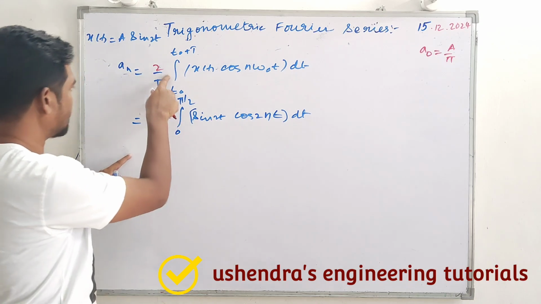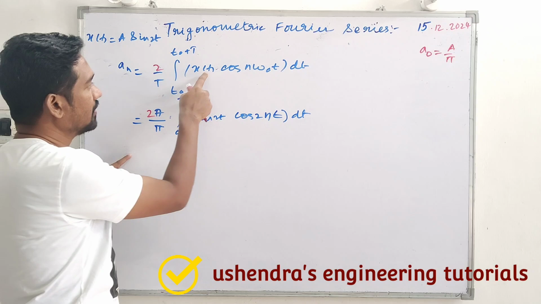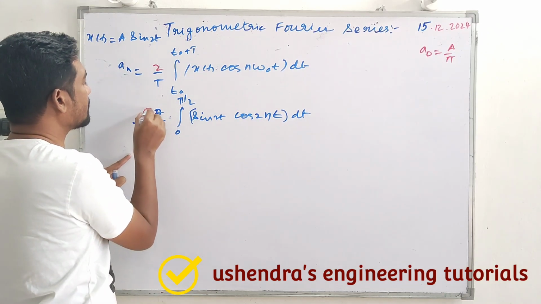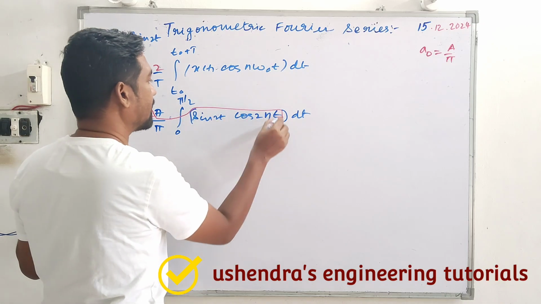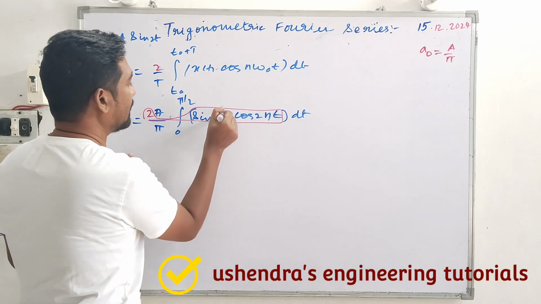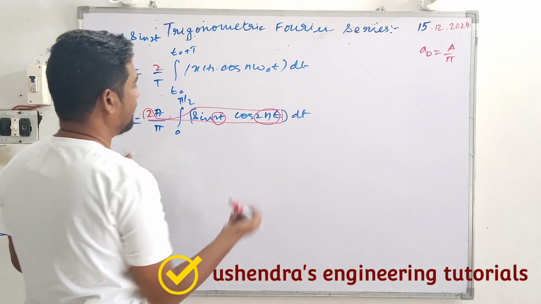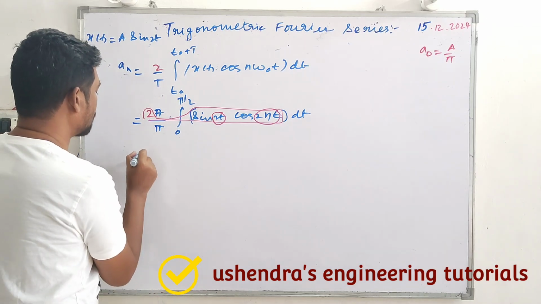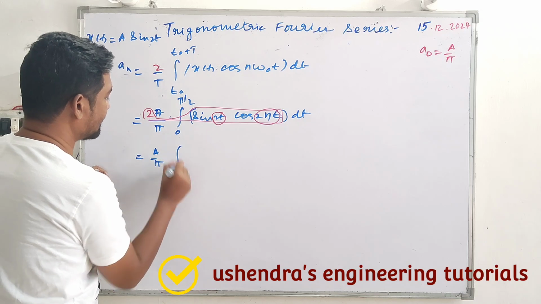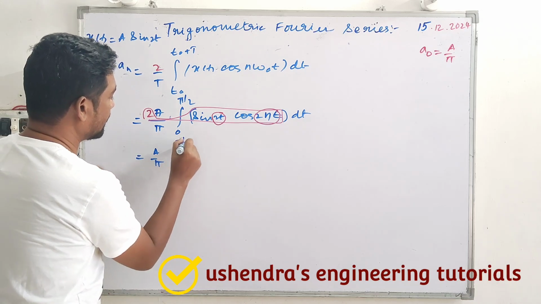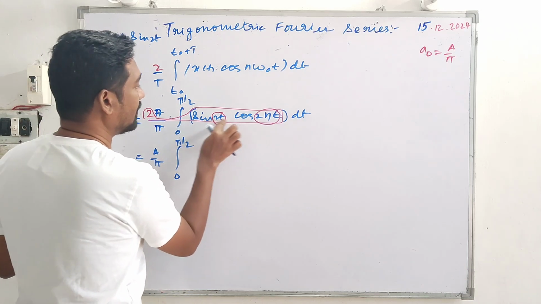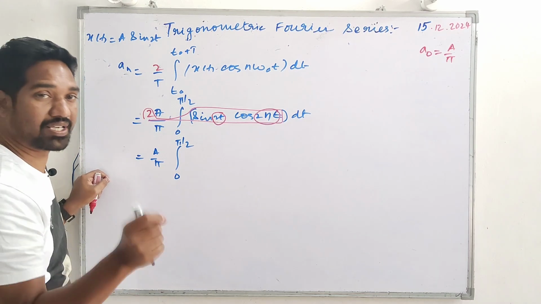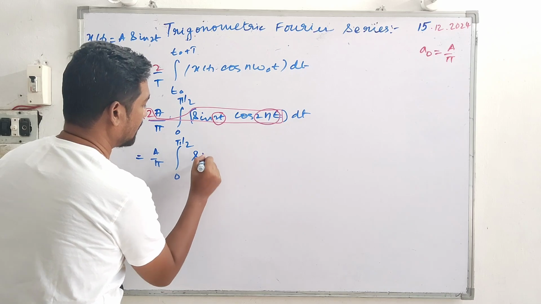Alright, I'm repeating, it's 2 by T, x of t cos n omega naught t, and this one. Including this 2, we have a trigonometric identity over here: 2 sin a cos b is sin(a plus b) plus sin(a minus b). So a upon pi, that's as it is, the integral from 0 to pi by 2 of 2 sin a cos b, sin(a plus b) plus sin(a minus b).